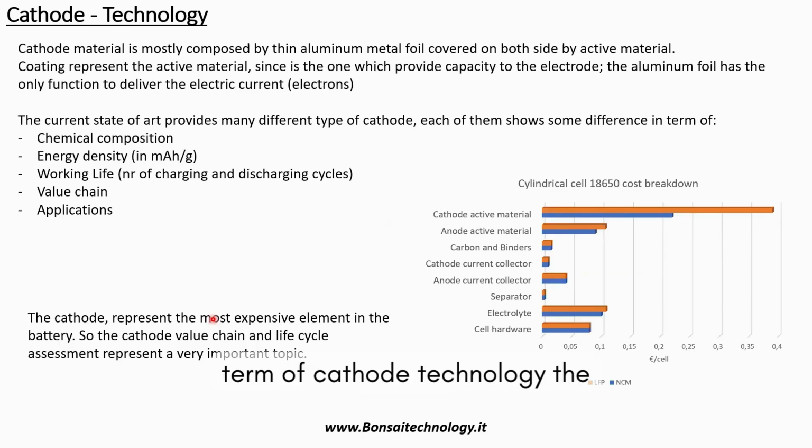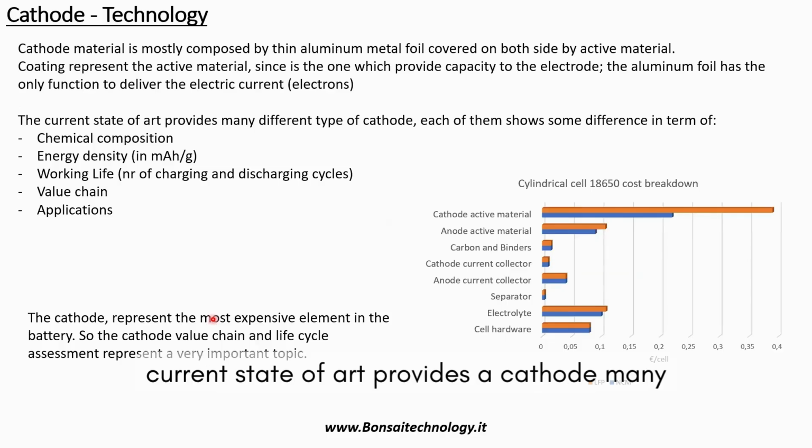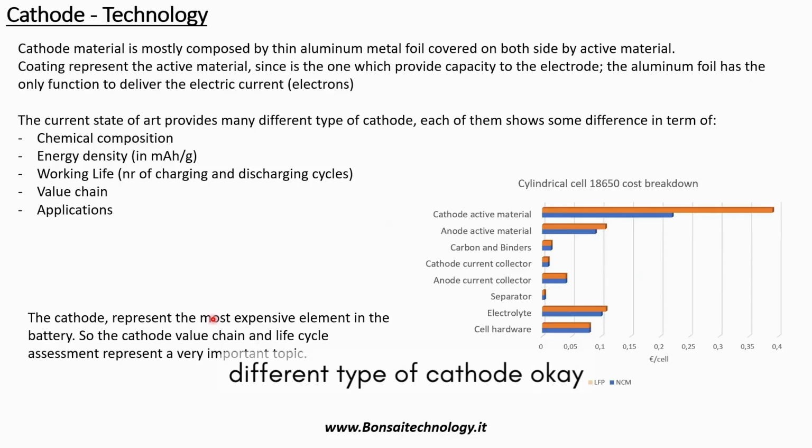In terms of cathode technology, the current state of the art provides many different types of cathode. If we want to grade or rank the cathode materials, we need to use the following KPIs. The chemical composition is one of the KPIs, then the energy density, the working life, the value chain, and even the application affect the choices mentioned above.